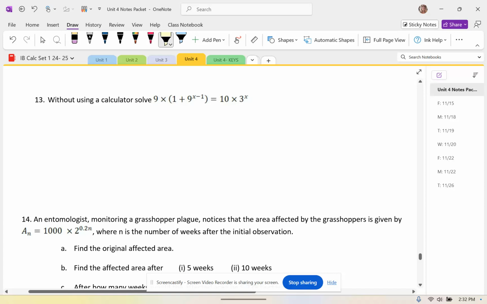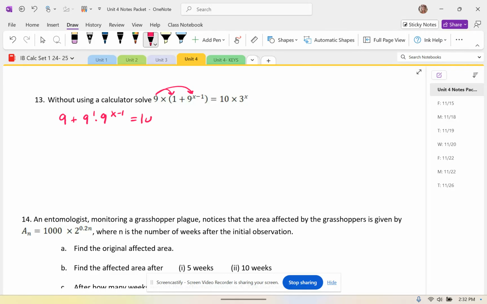Question 13. Without using a calculator, solve 9 times, and then all in parentheses, I have 1 plus 9 to the x minus 1 equals 10 times 3 to the x. Okay, so I'm going to distribute the 9 to each term in the parentheses because I don't like that 9 out front. That looks crazy. All right, so I got 9 plus 9 to the first times 9 to the x minus 1 is equal to 10 times 3 to the x.